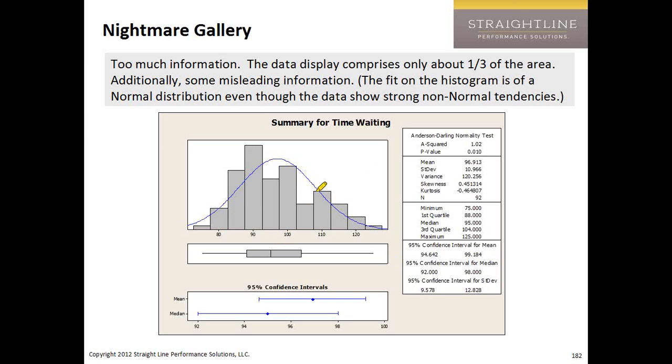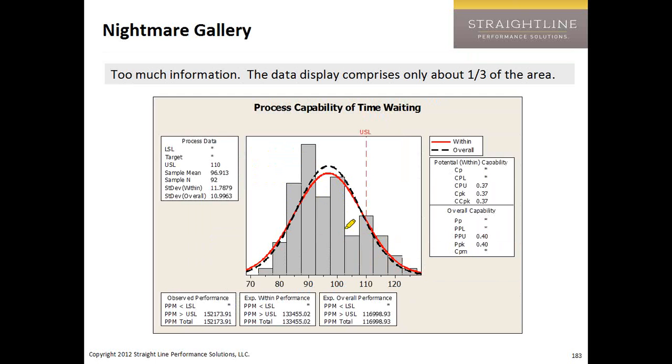And what's interesting here is that there's a normal fit, a bell curve fit to this, but the data are not normal very clearly. So what is that all about?